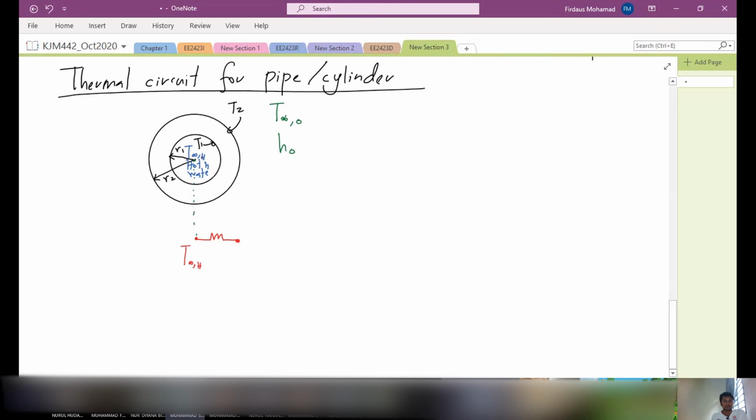And then kat sini dalam ni pipe, and then dia transfer ke T1, wall T1. And then T1 ni transfer ke T2. And then daripada sini dia akan release the heat to the environment, which is to T ambient side.